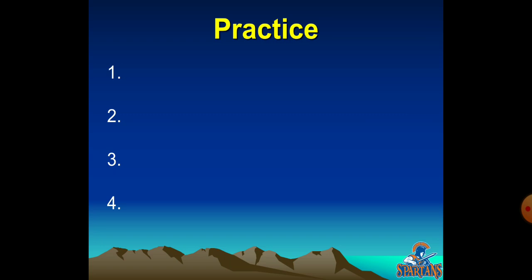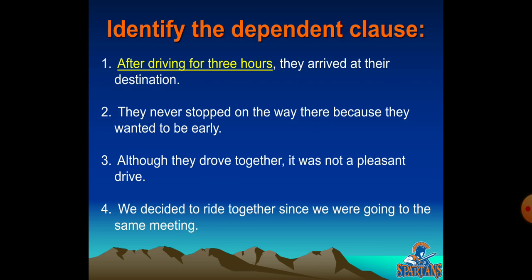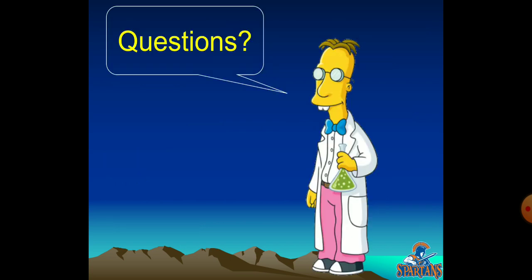Practice for you. Write down the dependent clause and circle the subordinating conjunction of the following four sentences. This is gonna be an independent work. You're gonna have to do it by yourselves. Have you got any questions?